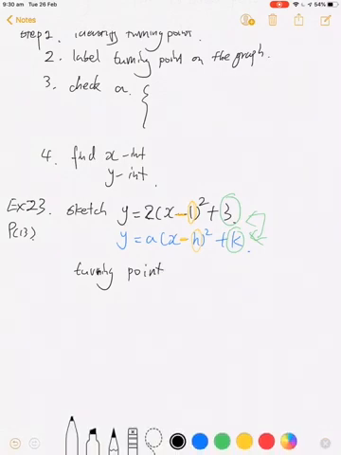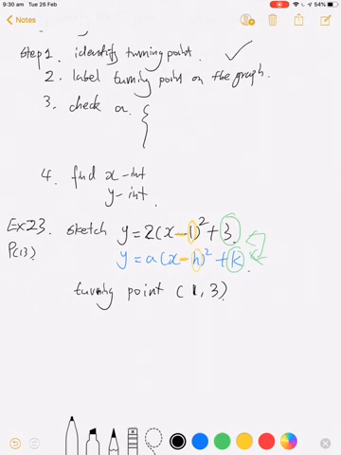Okay, turning point, it is 1 and 3. Turning point 1, 3. So we finish the first part, identify the turning point. Now we're going to label them on the graph.